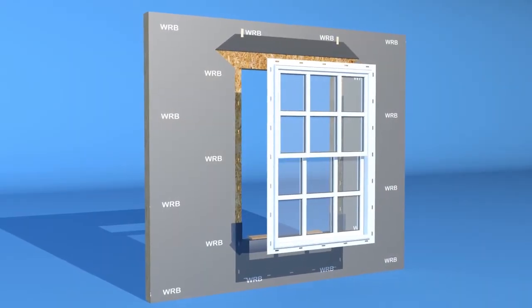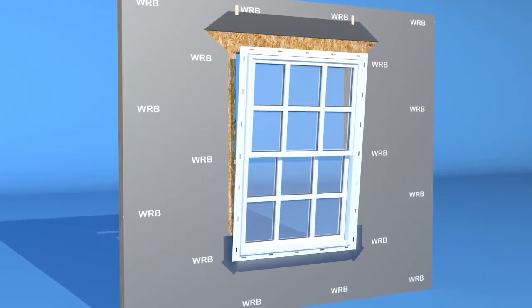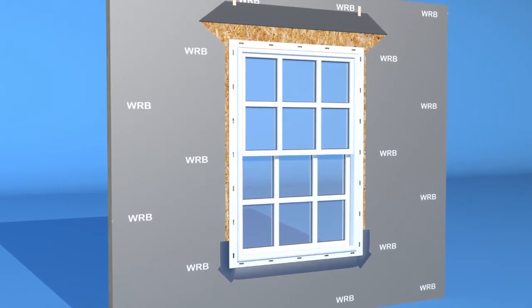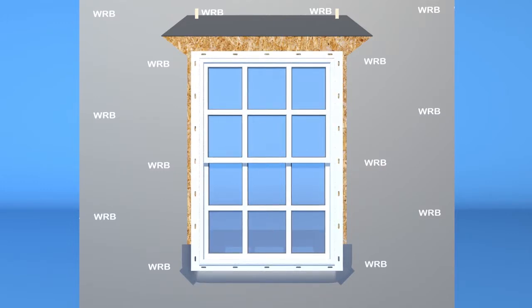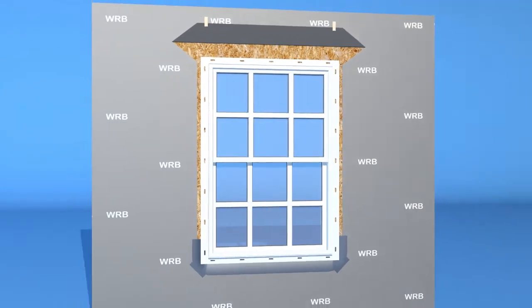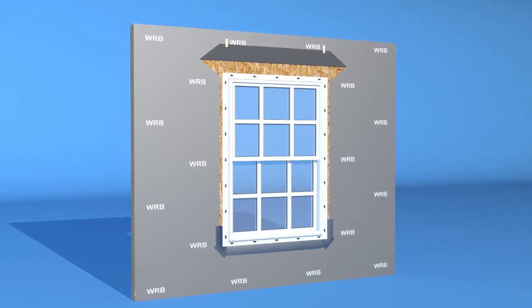Align the windows into the rough opening. Be sure to allow for proper 1/4 inch minimum spacing around the window perimeter. Make sure the window is plumb, level, and true. Adjust as necessary to ensure the window is square and operable. Apply mechanical fasteners as required by the window manufacturer. Do not overdrive the fasteners.